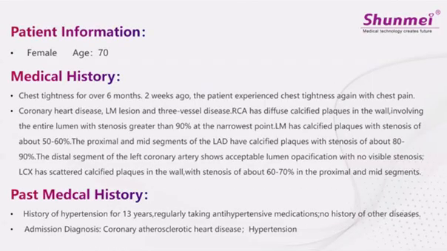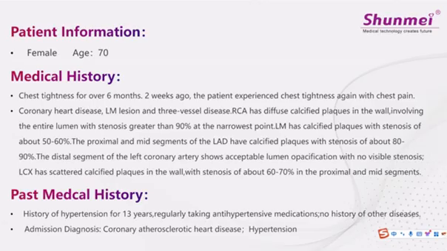For her medical history, she has suffered chest tightness for over 6 months. About 2 weeks ago, the patient experienced chest tightness again with chest pain. She also has coronary heart disease, LM lesion, and 3-vessel disease. RCA has diffuse calcified plaques in the wall, involving the entire lumen with stenosis greater than 90% at the narrowest point. LM has calcified plaques with stenosis of about 50 to 60%.